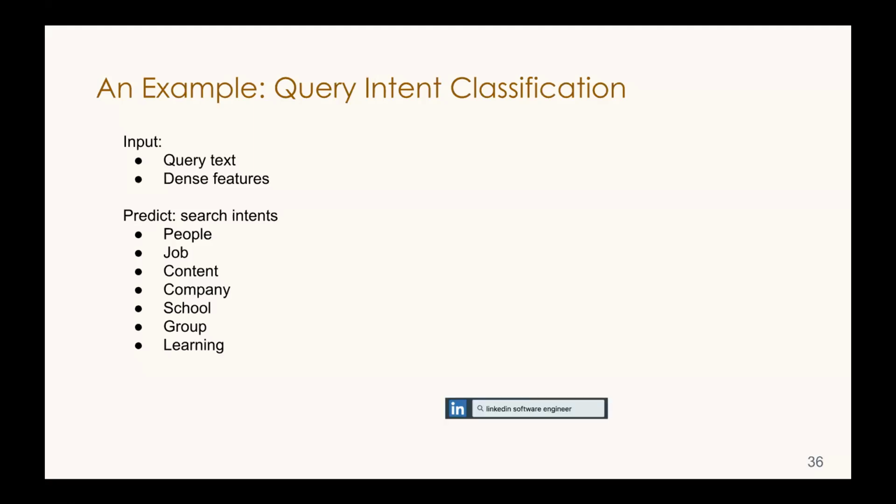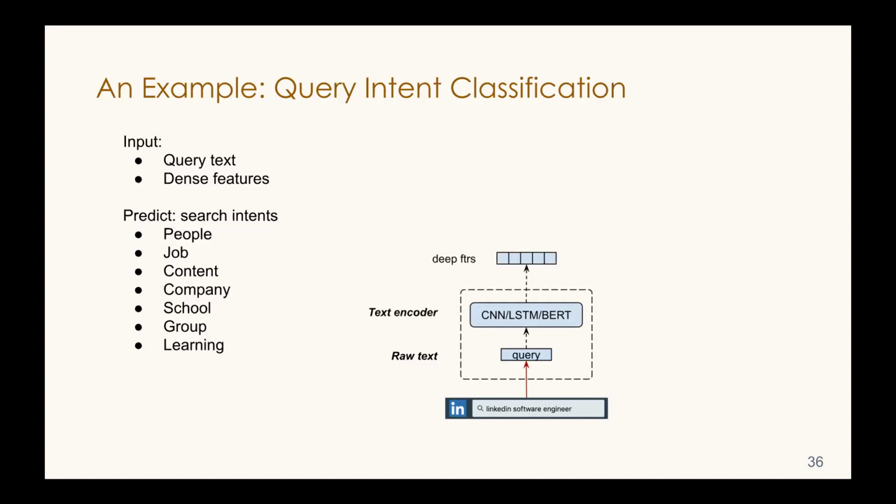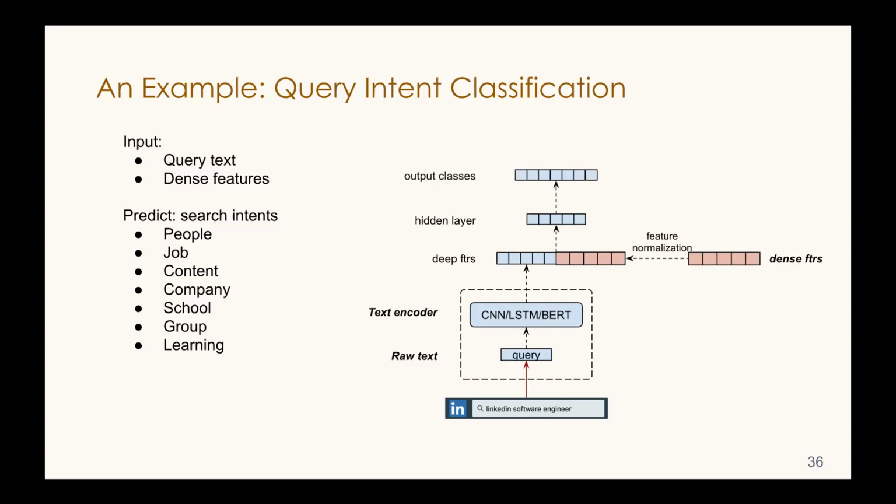So let's take a look at the model architecture that we designed. Similar to before, we extract the raw text from the search query, and then we add our choice of text encoder to extract the deep features. We include the dense features, or the personalization features, through feature normalization. We add some hidden layers on top of that, and finally a softmax classification layer. For training, we compute the softmax cross entropy loss for the multi-class classification.